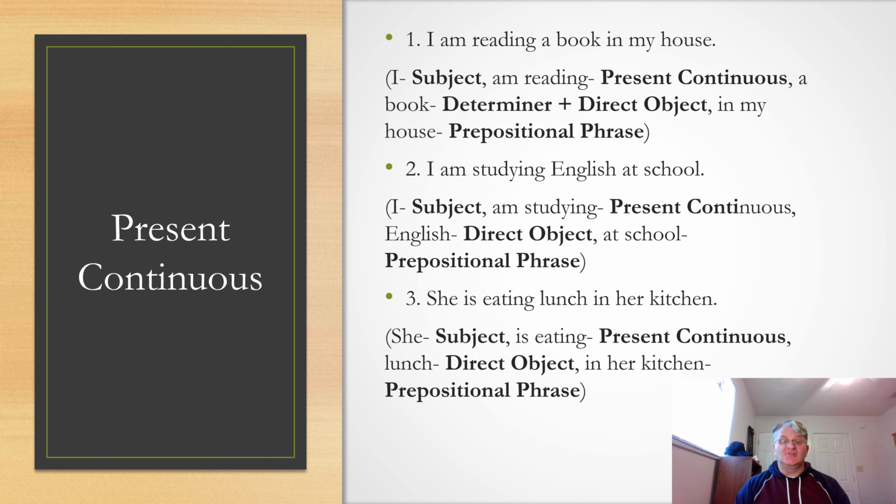Third sentence, she is eating lunch in her kitchen. So we have she, okay, is our subject, is eating is our present continuous. Remember, I am eating, you are eating, she is eating, we are eating, they are eating. So again, remember class, importance of subject-verb agreement in English. Lunch, direct object, okay, in her kitchen is our prepositional phrase. So this is a basic sentence using the present continuous and a prepositional phrase.